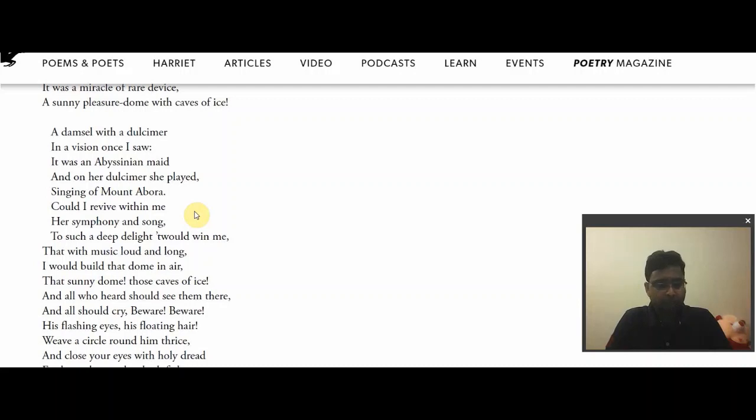perhaps a damsel, but again, the damsel was itself part of the vision. So we can no longer claim her to be a real character. Although a damsel with a dulcimer could possibly exist in reality, of course, as Kubla Khan could possibly exist in reality, his pleasure dome could possibly have existed in reality, but now the poet wants to revive what? Revive that song that he heard in his vision.